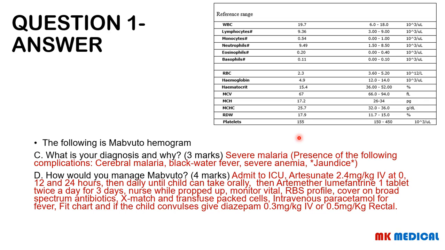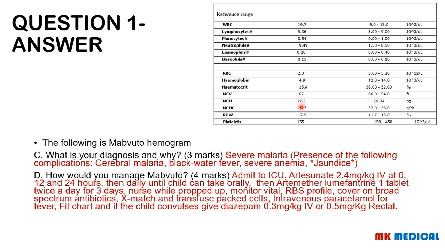Then once we do the hemogram, let's look at the abnormalities that are present here. Our WBC is slightly high, about 19.7. Our lymphocyte count is slightly high. Your monocytes are within the normal range. Your neutrophils are slightly high. Your eosinophils are within the normal range. Your basophils are within the normal range. RBC is very low. Hemoglobin is very, very low. Hematocrit is very low. MCV is within the normal range.